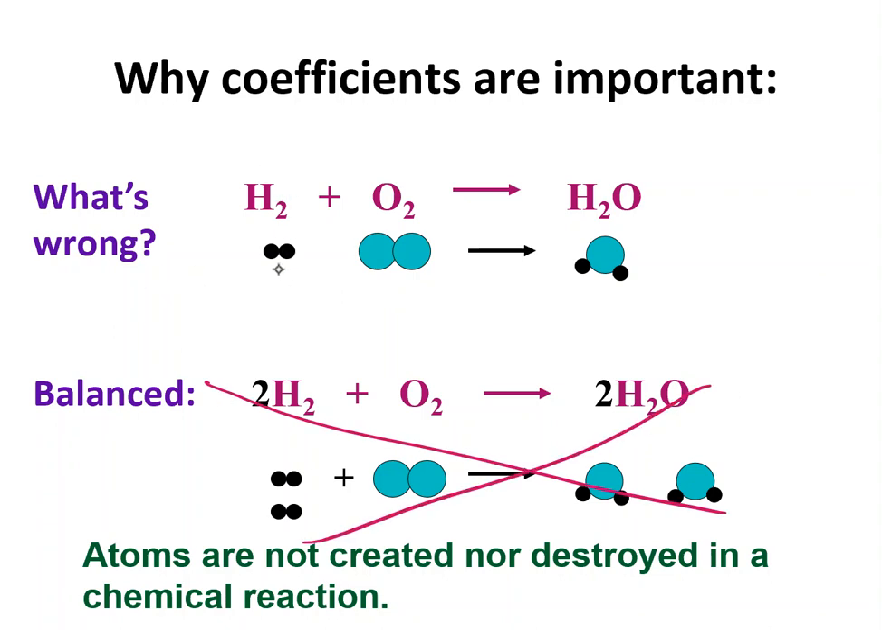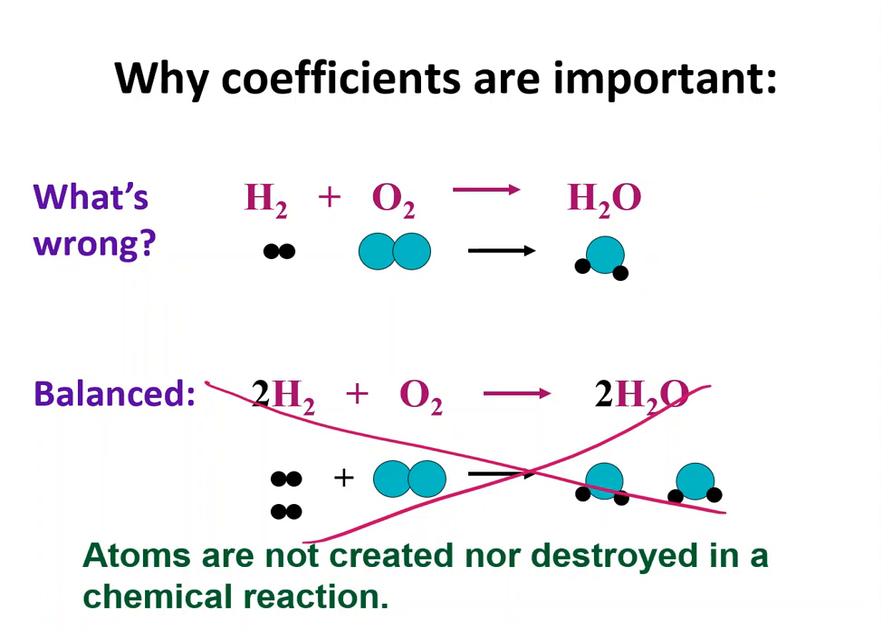I'm drawing the atoms and molecules that are represented by the equation. So I have an H2, those are bonded together, an O2 and an H2O. Okay. And what's wrong with the way this is written? Well, it appears that I have an oxygen atom that is just kind of disappearing because it's not part of the product. Okay. And that can't happen.